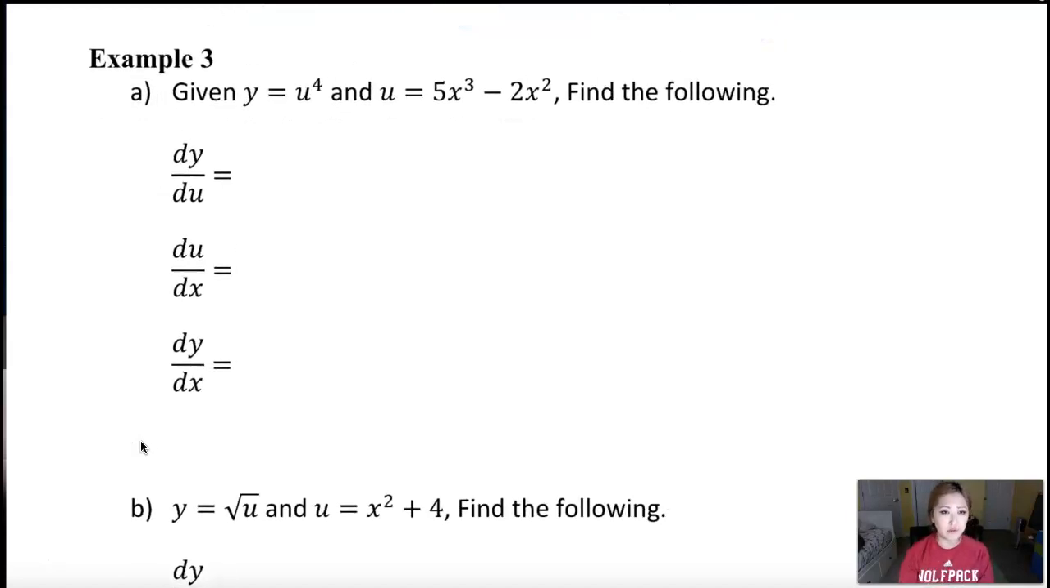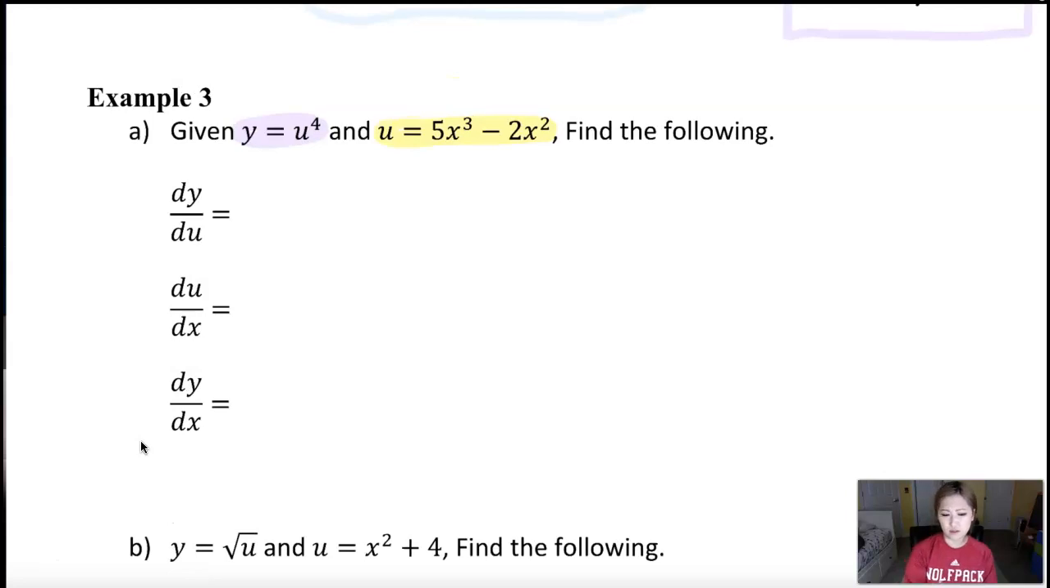So take a look at this for me. They have different functions given to us. They have y equals u to the fourth power, not x to the fourth power, but u to the fourth power. And then they tell you, but u is this. Okay? So what they are saying is this. Instead of y equals u to the fourth power, I can substitute this function into u and say 5x to the third power minus 2x squared, that is getting raised to the fourth power.